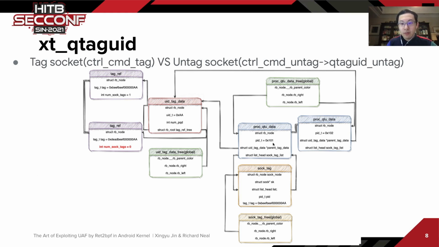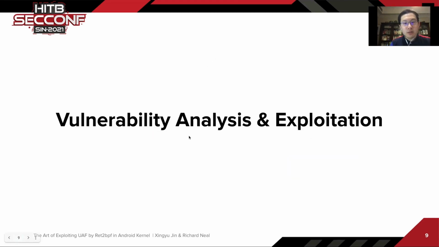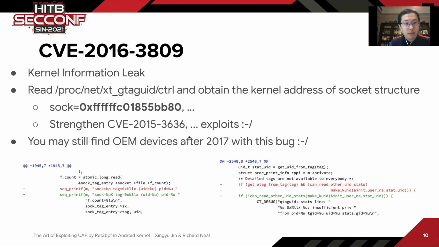Since the module was introduced in Android in 2011, there were two vulnerabilities reported to Google in the past. The first one is CVE-2016-3800. It's a pretty well-known vulnerability. It's a very important kernel information leak issue for leaking the kernel sock structure address. You may just read the proc file system, and the kernel pointer is returned to the user.